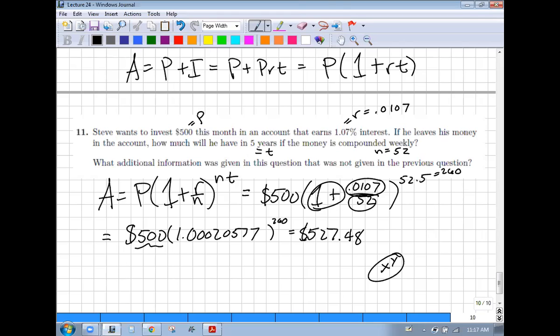Seven thousand? You only got 1% interest, and you only started off with $500. You're not going to end up with $7,000 after 5 years. All we get is $30 after 5 years. And this is the kind of interest rates that we're getting right now. If you're investing money, that's about all you're going to get, maybe 2% at the best in your bank account.